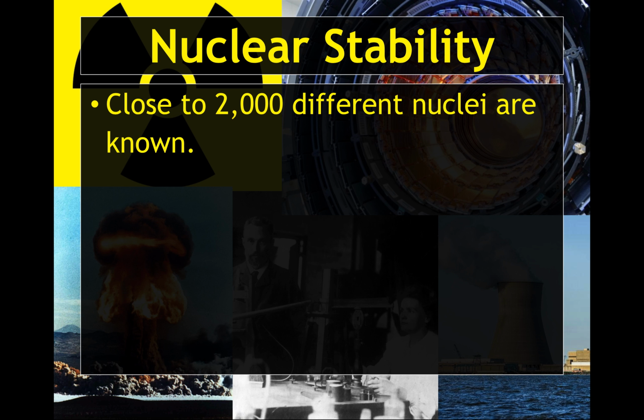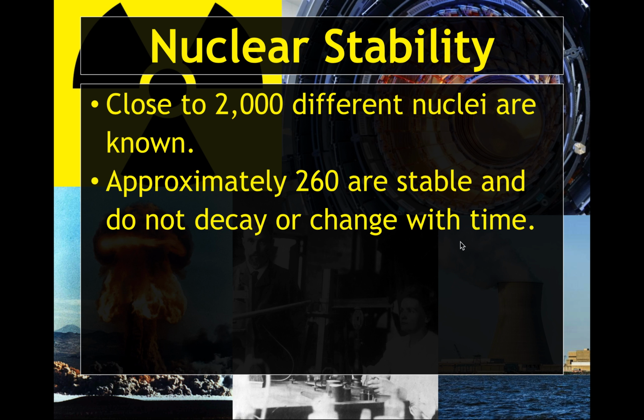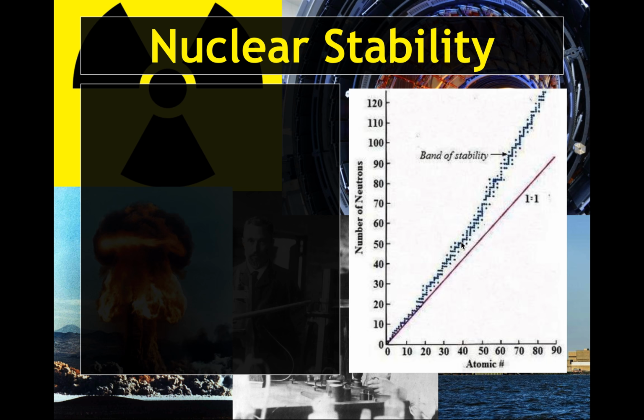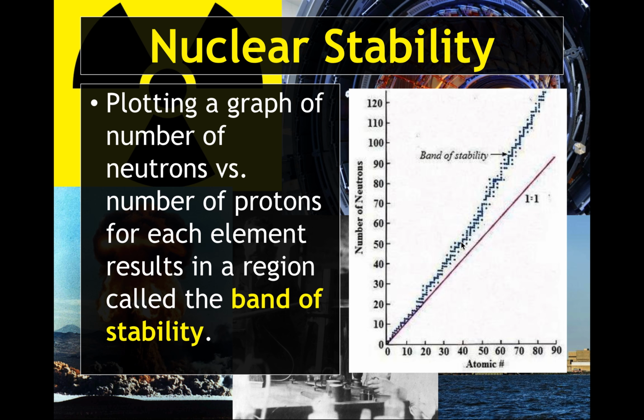So there are close to 2,000 different nuclei. Approximately 260 are stable and don't decay or change with time. The stability, which means resistance to change, depends on the neutron to proton ratio. Plotting a graph of the number of neutrons versus the number of protons for each element results in a region called the band of stability.